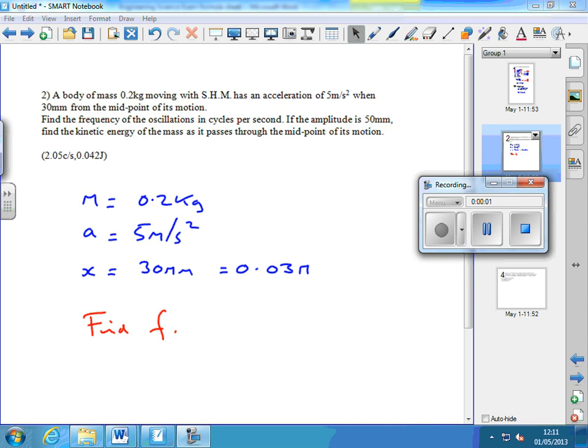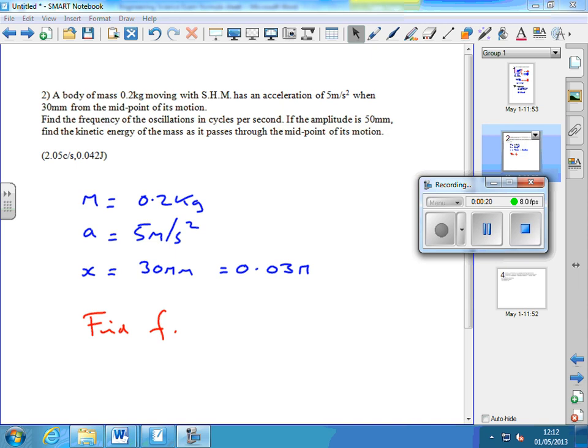Tutorial question number 2 for vibrations. Again, extract the information so we know the mass, the acceleration when it's 30 millimeters away from its midpoint. So there it is, 30 millimeters, 0.03 meters. And first of all, we've got to find the frequency.